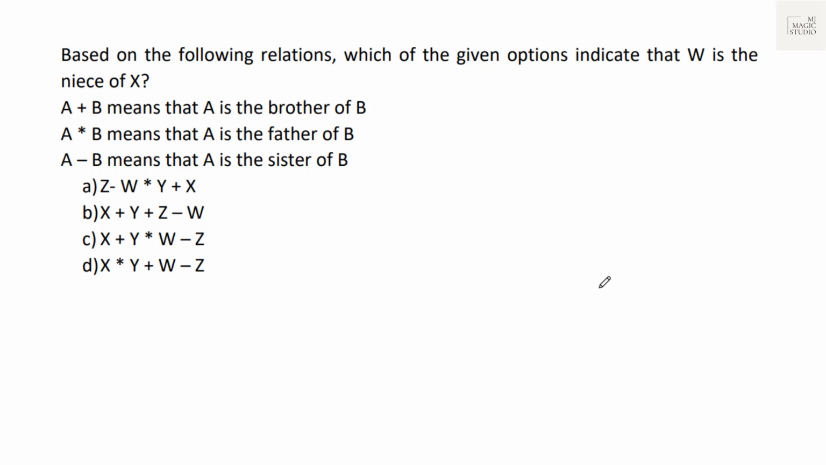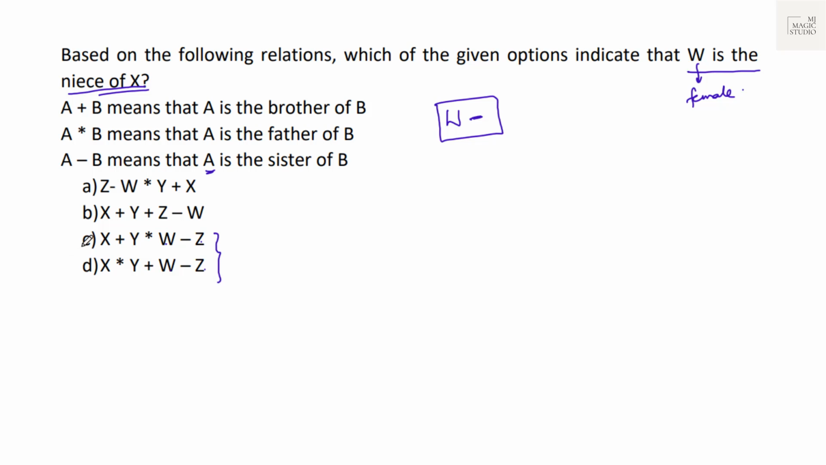Symbol based reasoning, blood relation, family tree, whatever you want to say. Give it a try. Based on the following relations, which of the given options indicates that W is the niece of X? That means the gender of W should be female, first of all. Okay, plus means brother, into means father, minus means sister. So minus is a symbol which will indicate that W is female, and we should have W minus Z in one of the options. W minus Z is here, which indicates that W is sister of Z. That means W is female here.